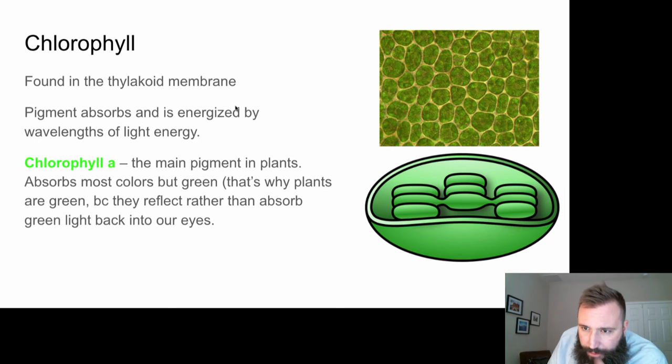There's two types of chlorophyll, chlorophyll A and chlorophyll B. Chlorophyll A is the main pigment found in plants, and it absorbs most colors but green. In fact, think about it. If it's absorbing reds and oranges and violets and blues, but reflecting back out the green, it's reflecting the green. So we see that these plants are green as a result, right?